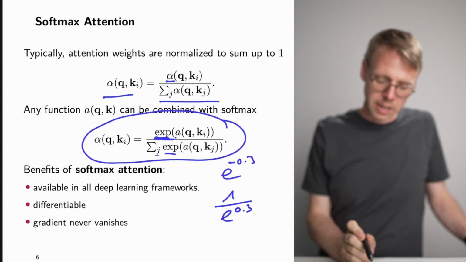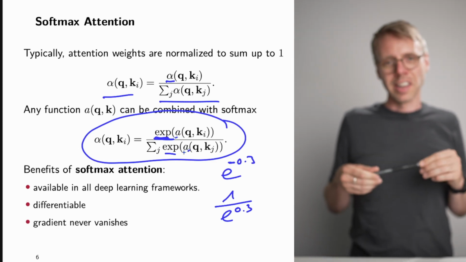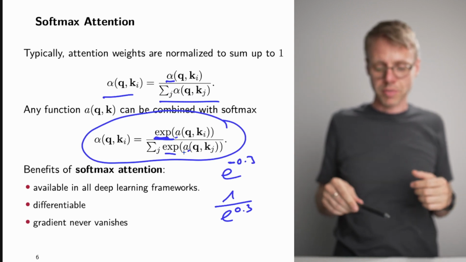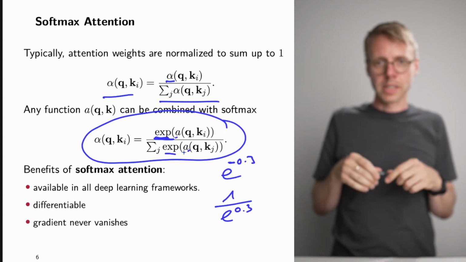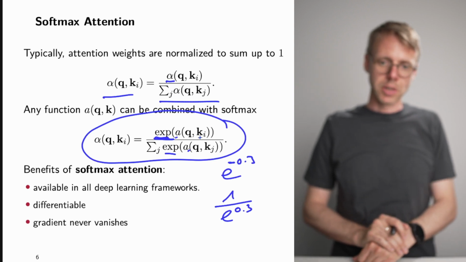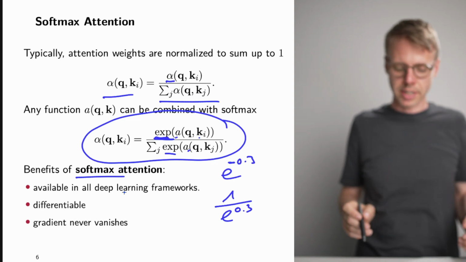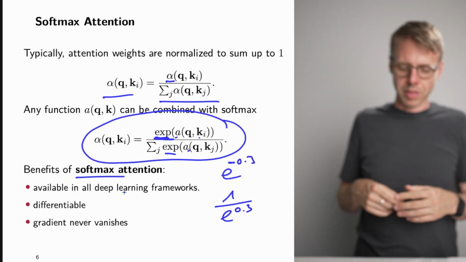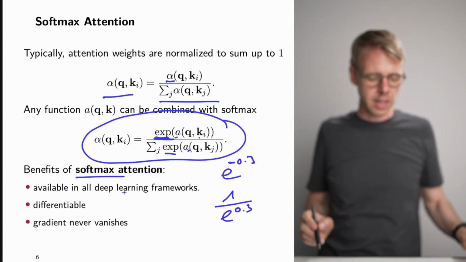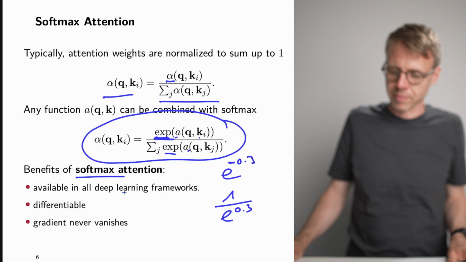And so by applying softmax to any function a, we achieve that our attention pooling, so the softmax attention function, is always a convex combination of the values associated to the keys. The benefit of using the softmax function is that it's implemented in all the deep learning frameworks, because we're also using it for classification in the output layer. It's of course differentiable, and the gradient never vanishes.